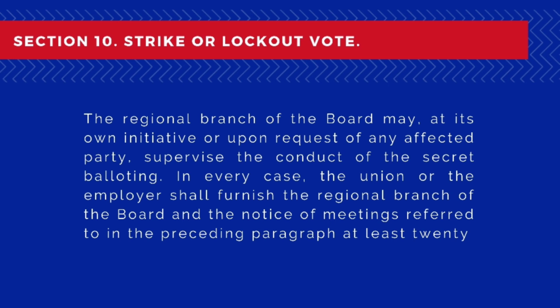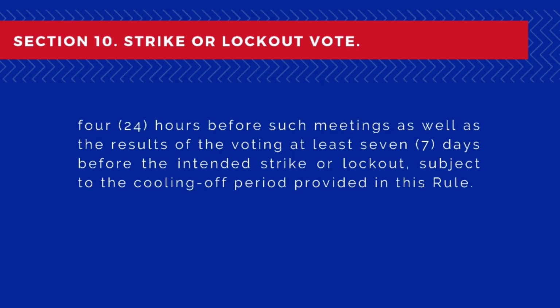In every case, the union or the employer shall furnish the regional branch of the Board the notice of meetings referred to in the preceding paragraph, at least 24 hours before such meetings, as well as the results of the voting at least 7 days before the intended strike or lockout, subject to the cooling-off period provided in this rule.